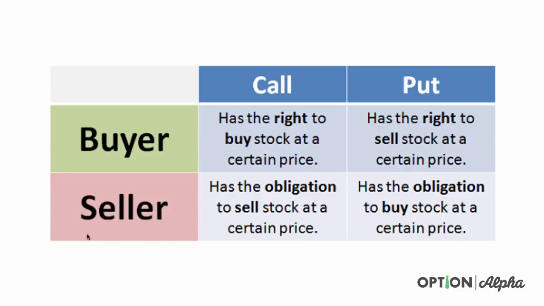But again, the key here is that the seller is now collecting money from the option buyer. So money goes from the option buyer to the option seller, and then the right gets transferred from option seller to option buyer. So that's the cycle, that's the process. And again, it works on both calls and puts.